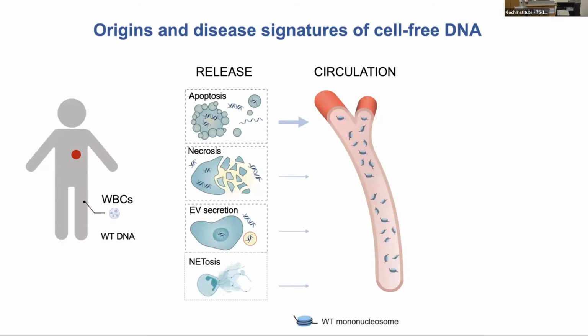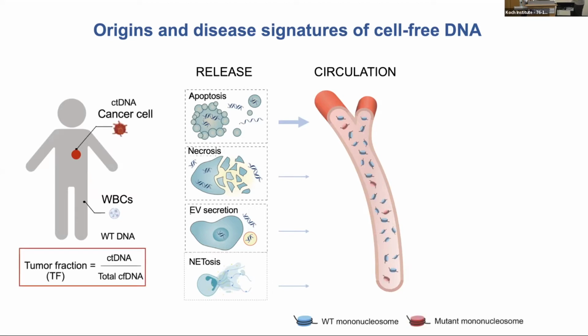And specifically, one analyte of great interest is cell-free DNA that consists of fragmented DNA molecules that are released into the bloodstream by a variety of mechanisms shown here on the left. And specifically, the majority is thought to really come from apoptosis. And in healthy individuals, most of this cell-free DNA comes from white blood cells.